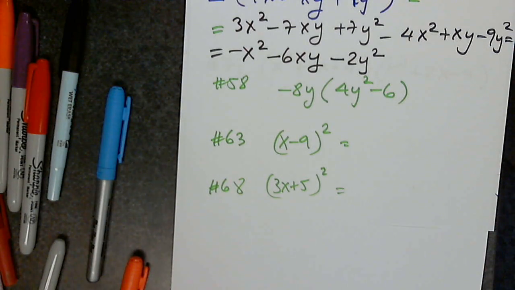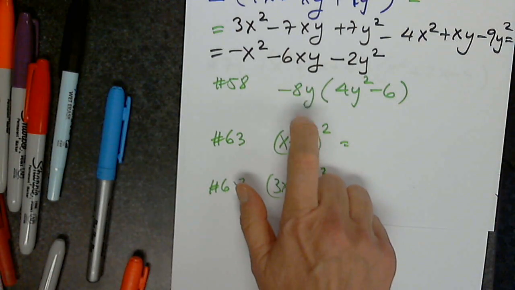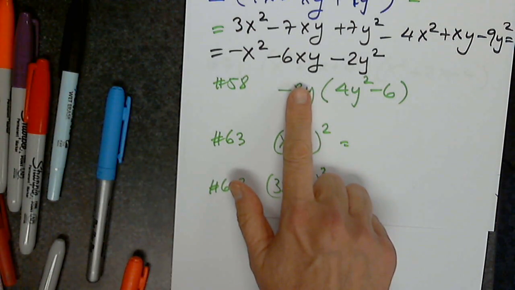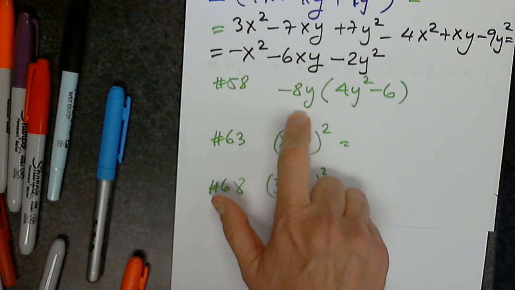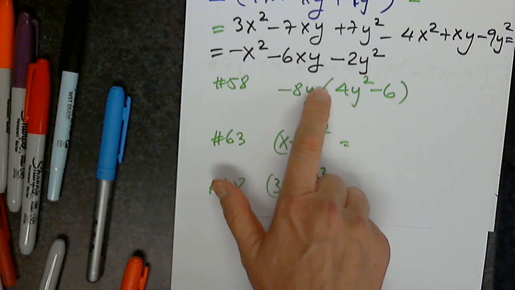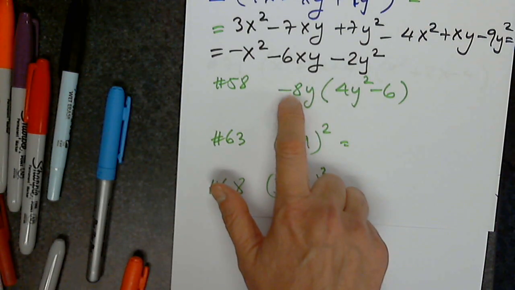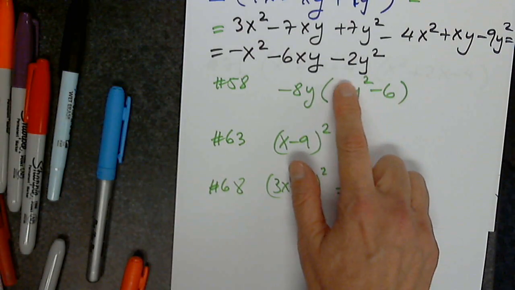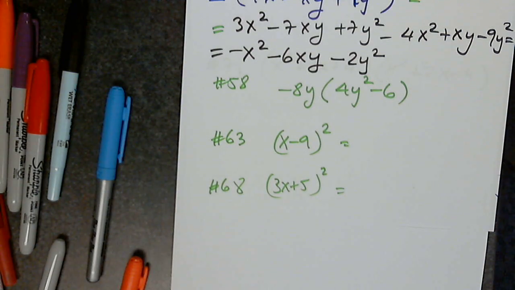58 has negative 8y and 4y squared minus 16. Can anyone tell us what this is? What is it called? It starts with M. Monomial. What is this? Binomial. Perfect. So we are multiplying a monomial times a binomial.